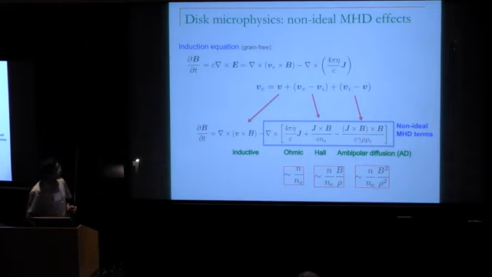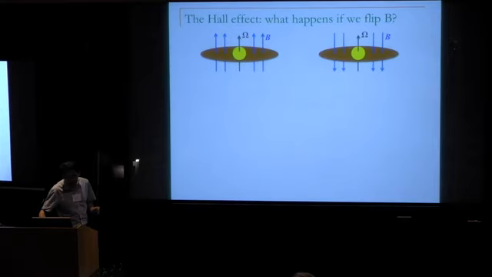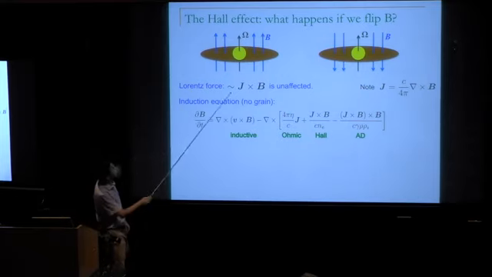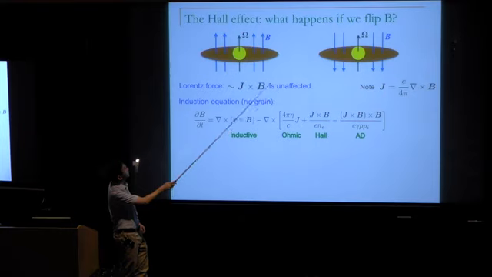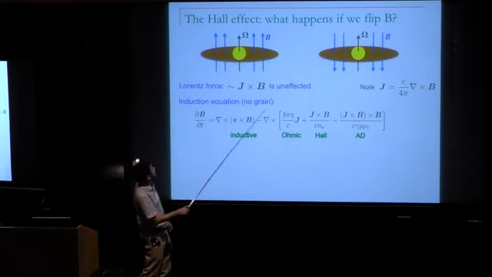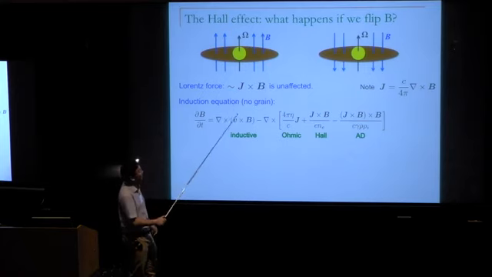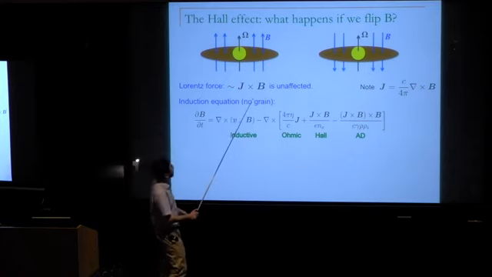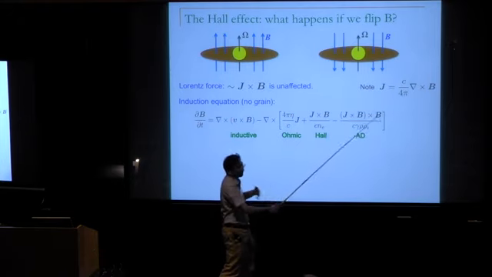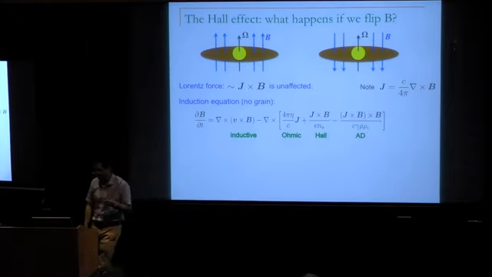And another thing to notice is that this Hall term has a very interesting property, which is that it is polarity dependent. The way to understand it is, again, looking at this equation and asking what happens if you change the sign of the B field, let's say if you basically flip the field. The first thing you might want to check is whether the Lorentz force changes or not. But fortunately, it doesn't, because J is the curl of B, so they change sign twice. The Lorentz force is not affected.